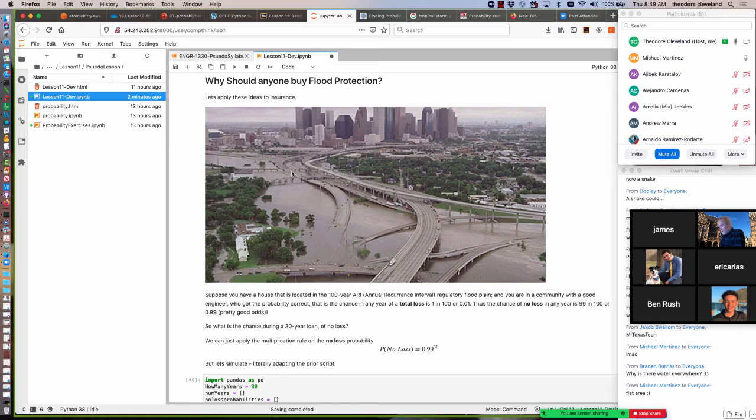So let's suppose you have a house that's located in the 100-year annual recurrence interval regulatory floodplain. Those are precisely defined creatures in flood regulations. They use words to help confuse the paying public, but they're actually precisely defined things. So the 100-year annual recurrence interval is a nomenclature that refers to a probability of something happening in any given year of 1%. The regulatory floodplain is the distance.